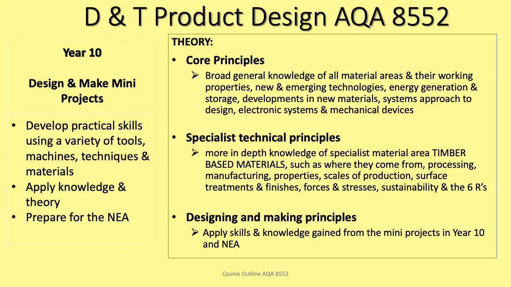Now, in terms of theory, it can be broken down in 3 sections, and this is also how your exam will be laid out, which I'll talk to you about in the next slide. So the core principles, this is the general knowledge of all the material areas, their working properties. You'll also be learning about new and emerging technologies, energy generation and storage, developments in new materials, systems approach to design, electronic systems and mechanical devices. So you're covering quite a lot of subjects, but it is quite broad knowledge, and also in the exam it will be a multiple choice.